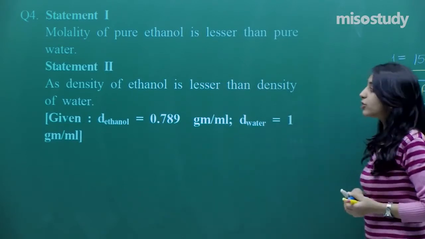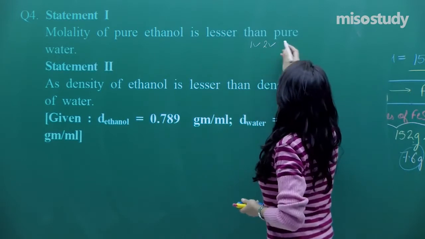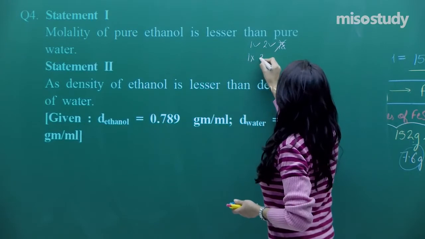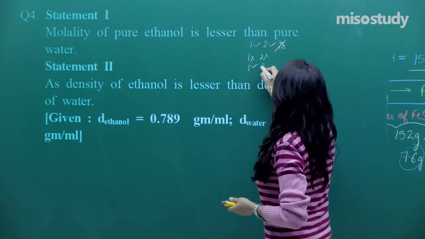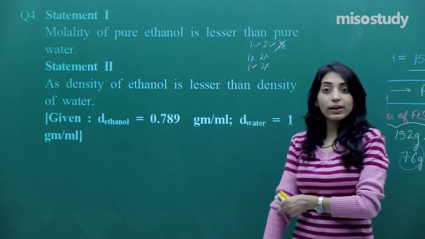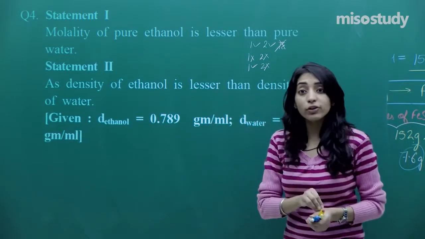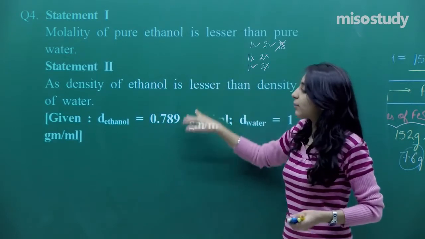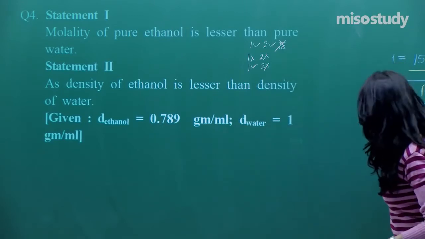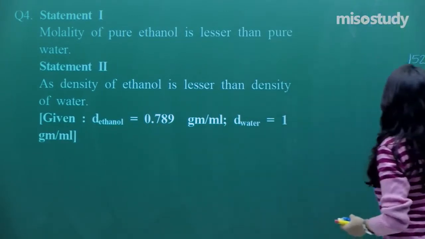So there are 4 options. Maybe first is true, second is true, and they are not the correct explanation. First false, second false, first true, second false, and all these combinations are there. So we need to figure out first of all whether they are true or not, and yes, if they are true, can the first statement be explained by the second statement or not? So that is the question. Let us start solving the question.